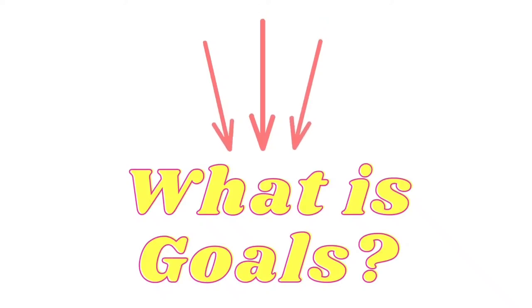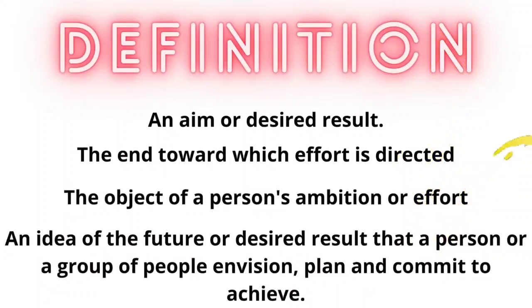What is a goal? Definition: an aim or desired result, the end toward which effort is directed, the object of a person's ambition or effort, an idea of the future or desired result that a person or a group of people envision, plan, and commit to achieve.